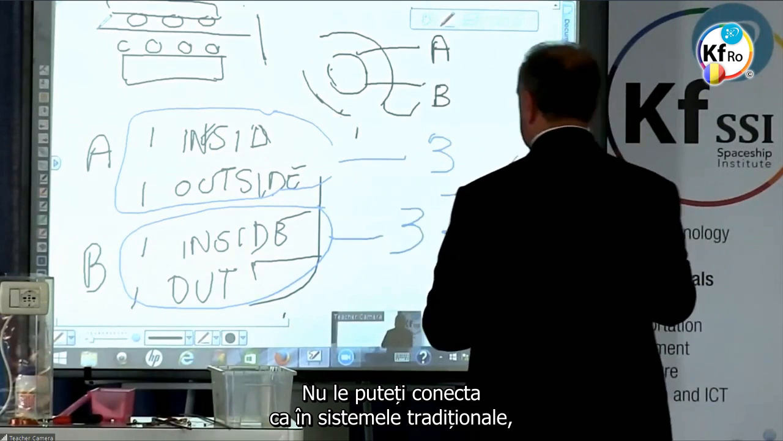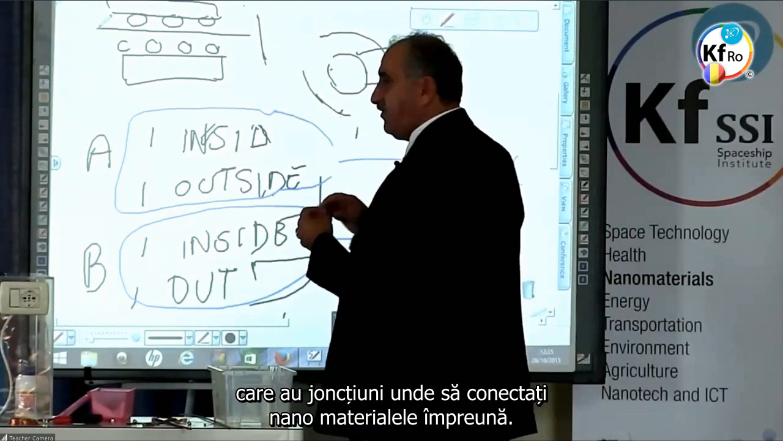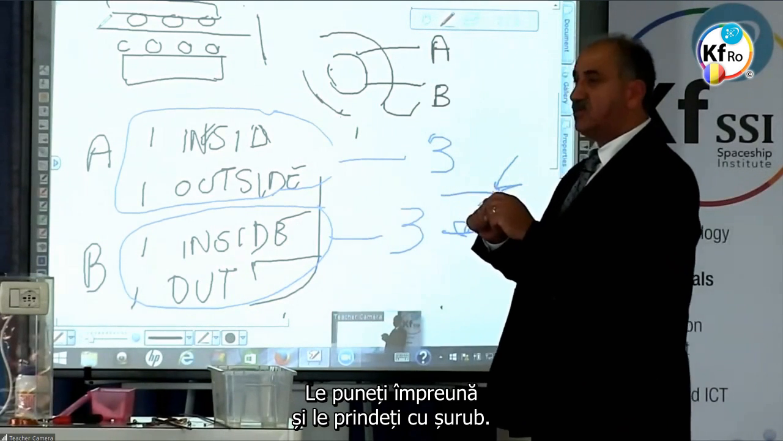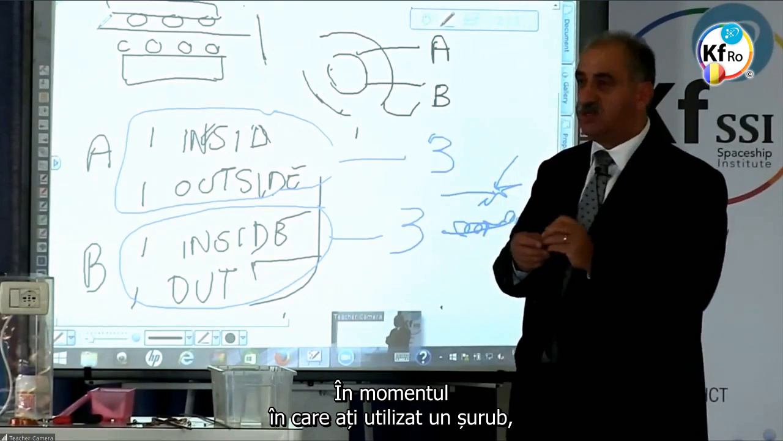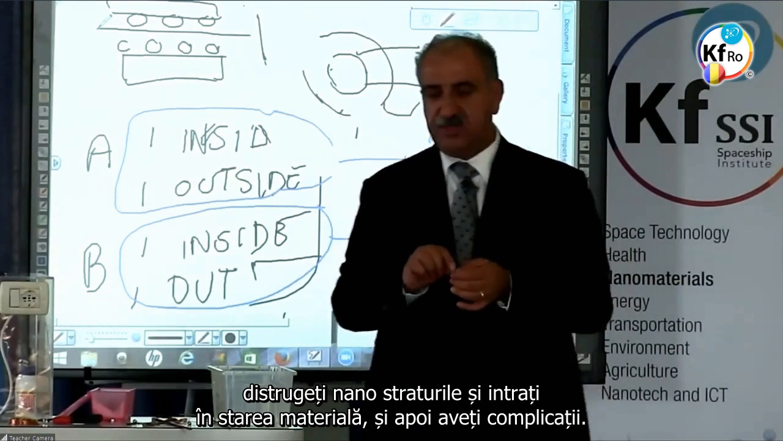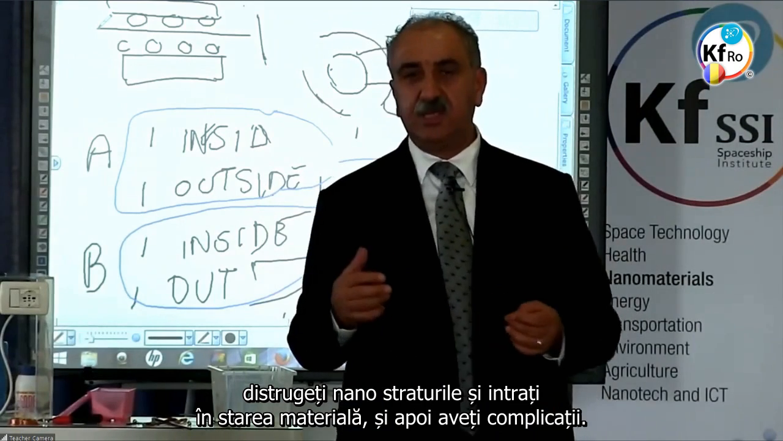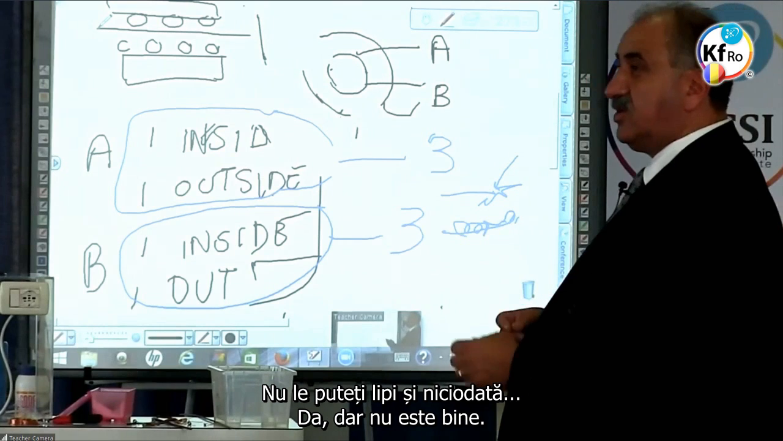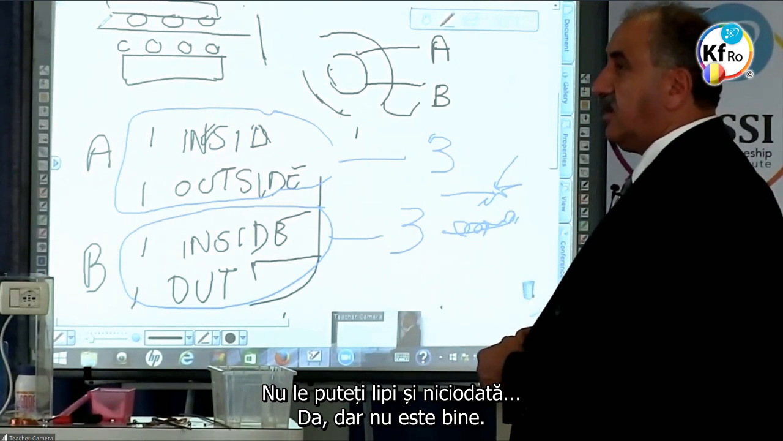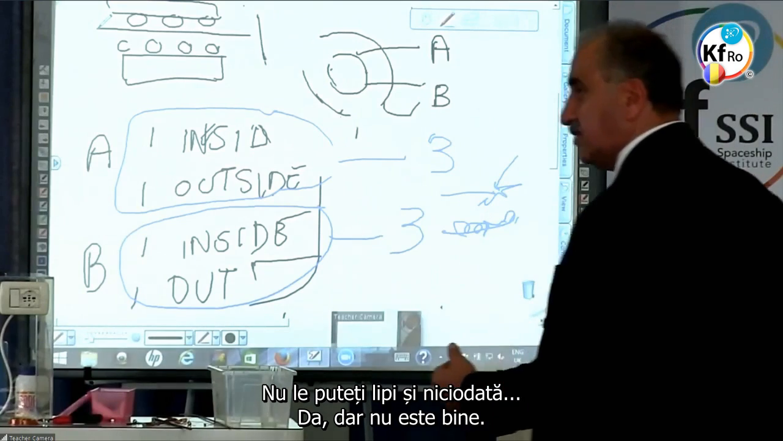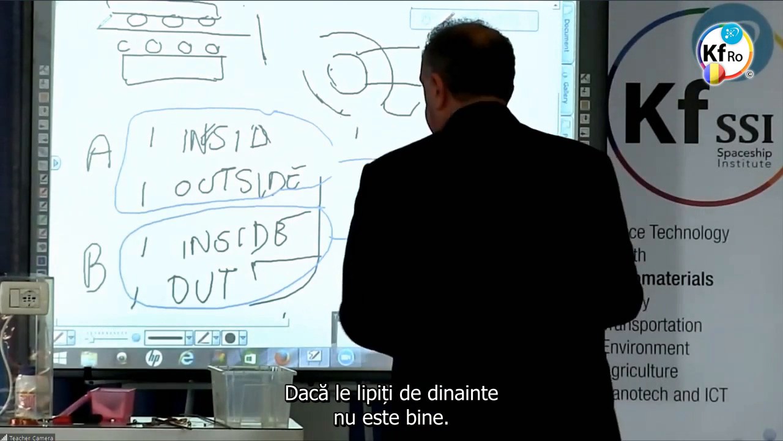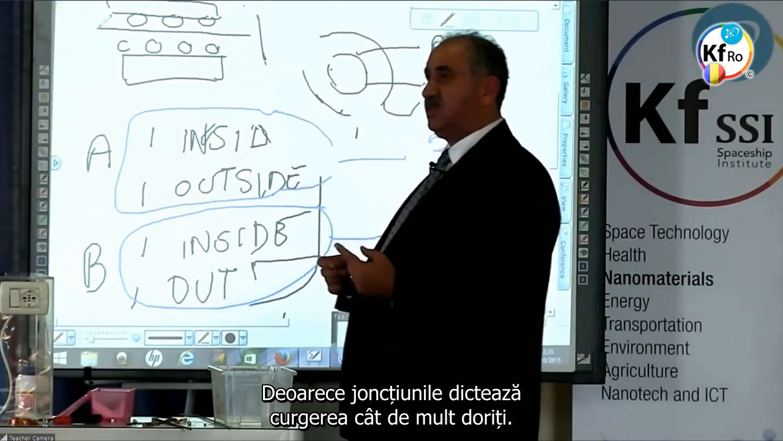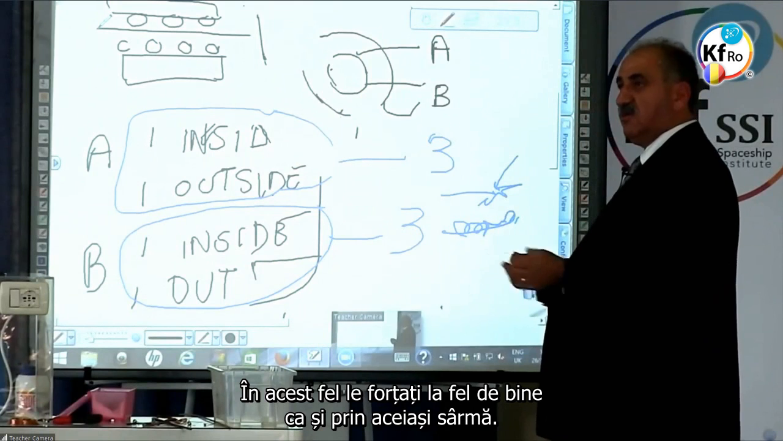You cannot, like the traditional system, have junctions where you connect nanomaterials, your wires, together, and you screw them. The minute you use the screws, you cut through the nano layer, then you enter a matter state, then you have complications. You cannot solder them. If you solder them beforehand, it's no good, because the junction dictates the flow as much as you need. That way you enforce it as good as being the same wire.